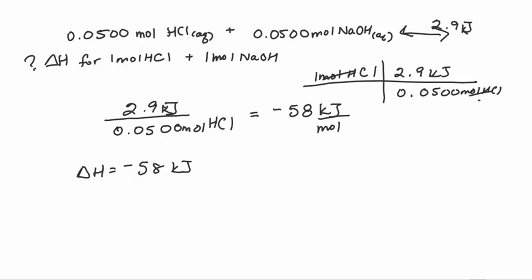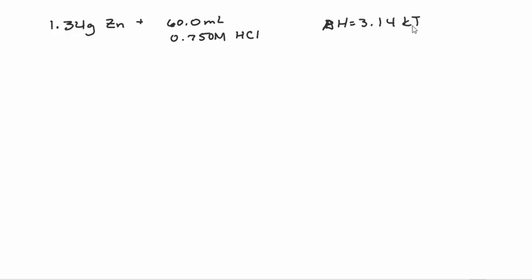So let's try another one. If we have 1.34 grams of zinc, and that's going to react with 60.0 milliliters of 0.750 capital M moles of HCl, that's going to produce 3.14 kilojoules of heat. So what is the heat for 1 mole of zinc?